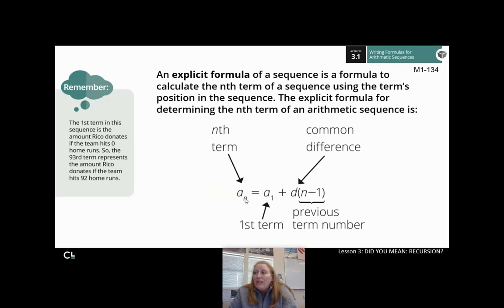So if I wanted to find the fourth term, I mentioned this example before, a sub 4, then I would do a sub 1, my first term, plus my common difference times 4 minus 1, n minus 1. I'm going to show you how this works.